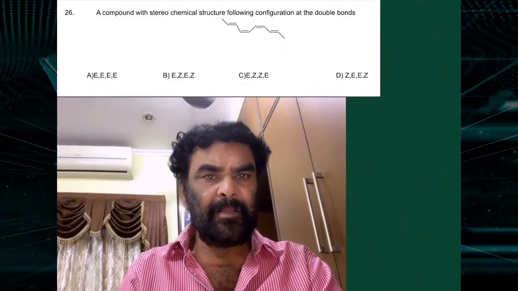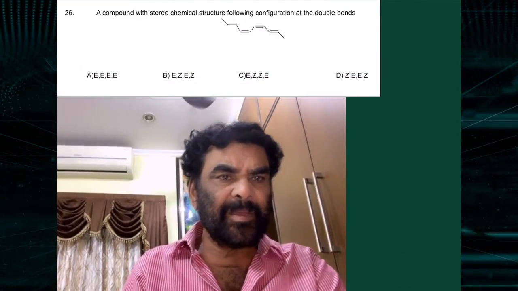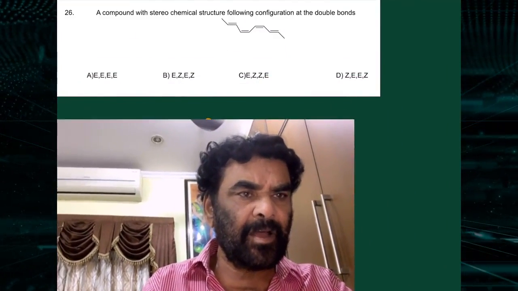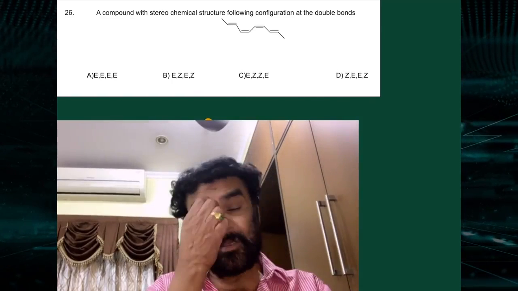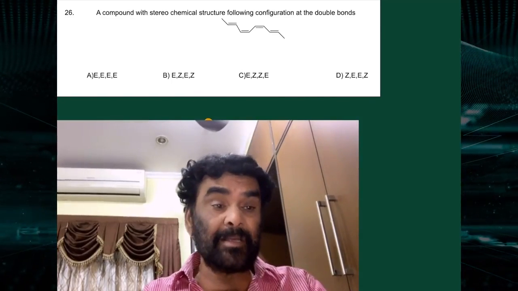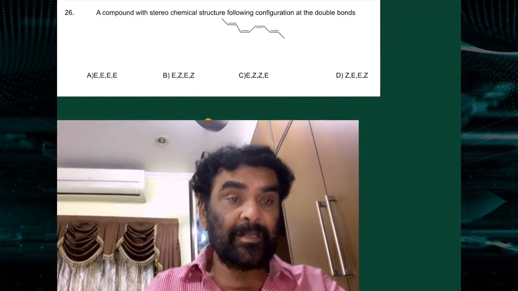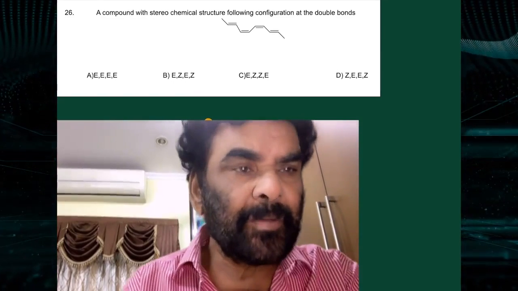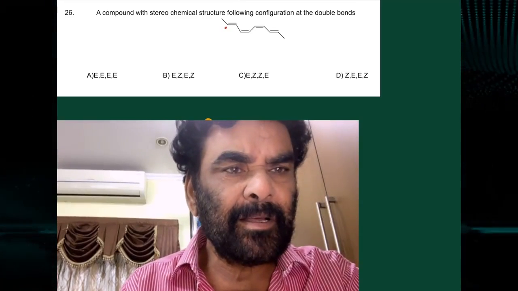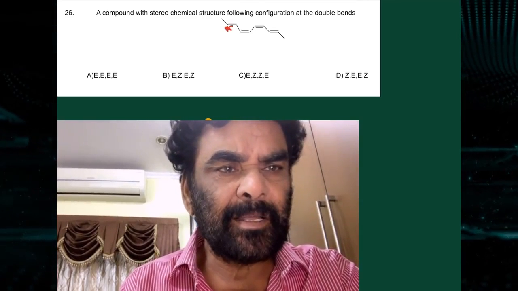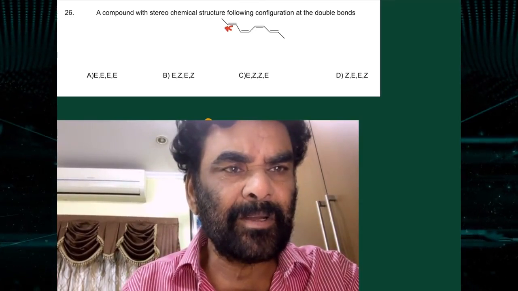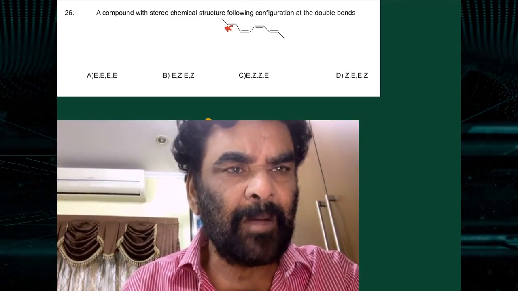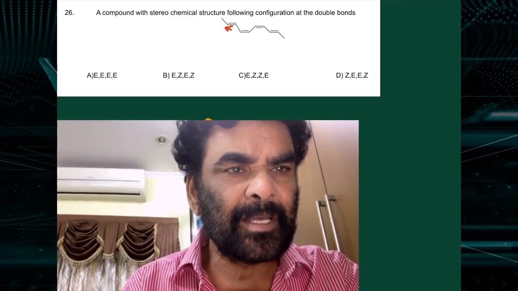The one thing is the compound with the stereochemical structure, following configuration at the double bonds. The molecule is given and he is asking to find out the configuration, E/Z notation, at the different carbon atoms. You see here, at this center, this is trans relation, one on the opposite side, so E is correct.